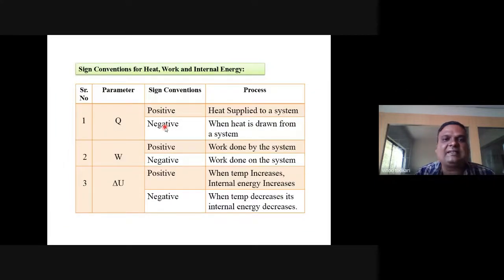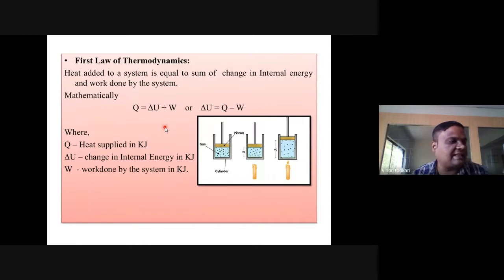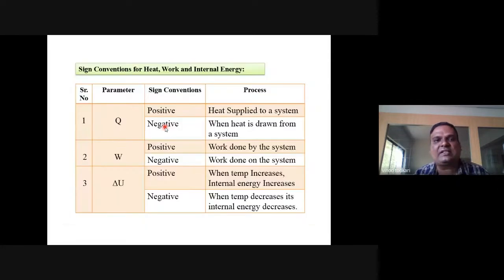Now see, there are sign conventions. What is the sign convention for heat? Let's say this is the system. Heat supplied to a system is positive. See, the sign convention is very simple. As an engineer, what do we expect? We expect that we will supply heat to the system and it will perform work. We try to convert heat into work. So heat supplied to a system is considered positive.